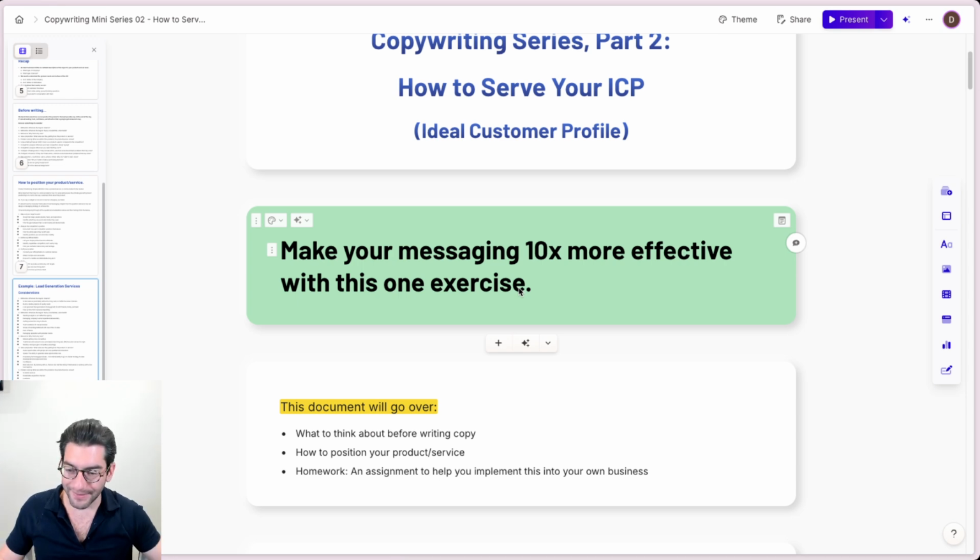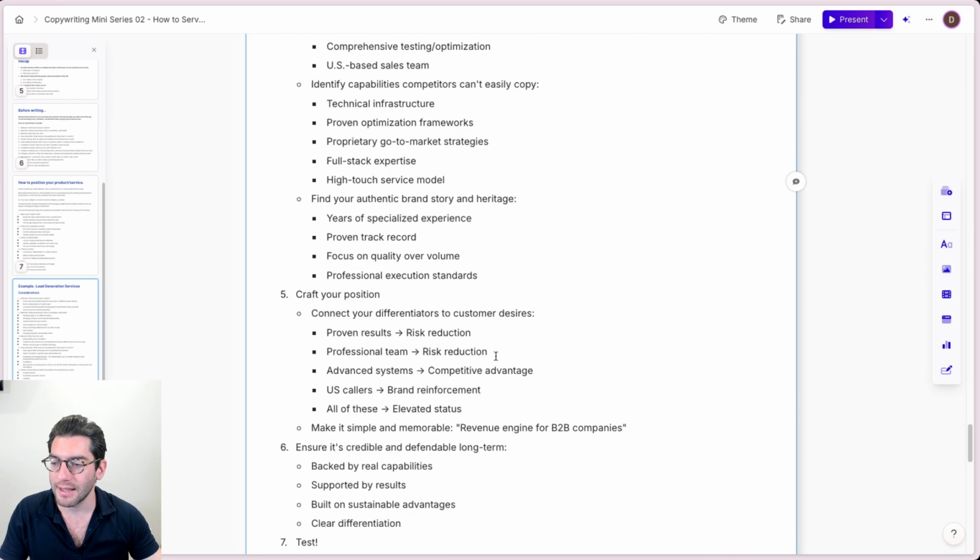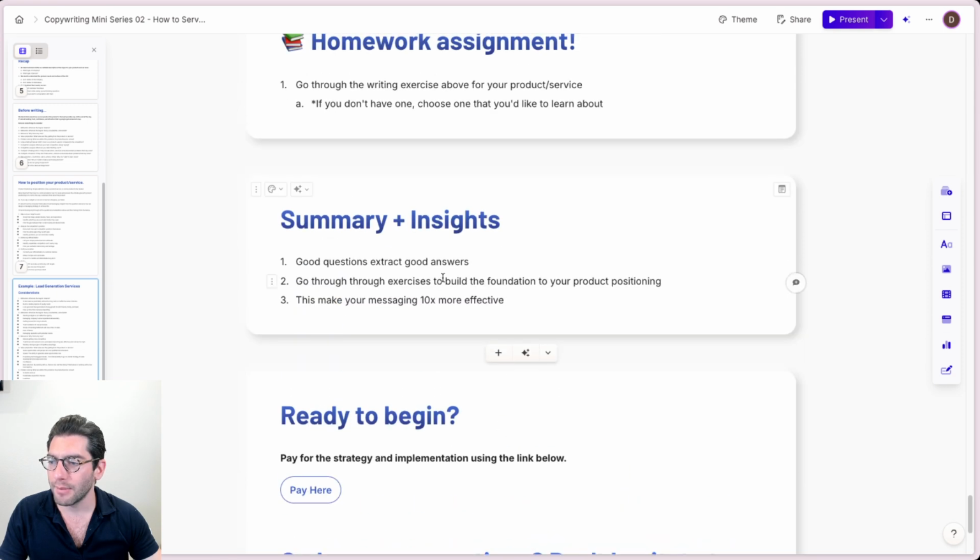Whoa, okay, that is all for today. So I think that's it. We did it all, my friends. We figured out good questions to extract good insight. We figured out good questions to extract good answers. We went through this exercise to build a foundation for your product positioning, and like I said, it will guarantee to make your messaging 10 times more effective.